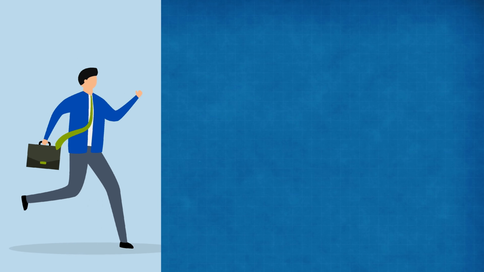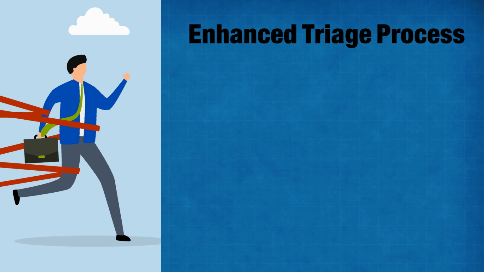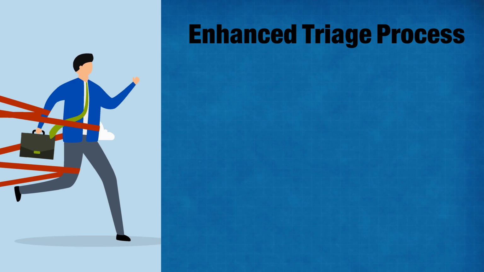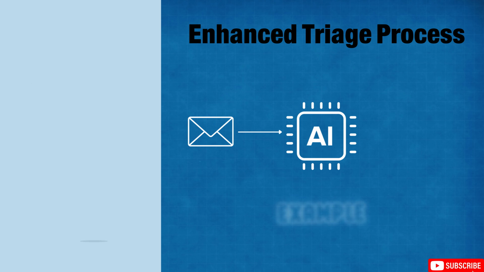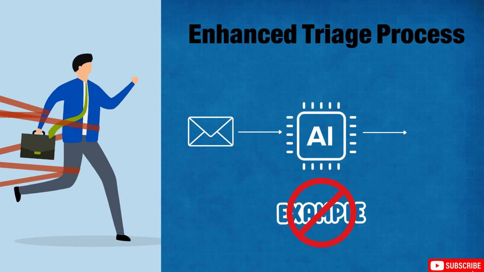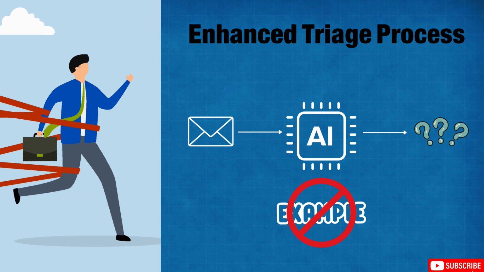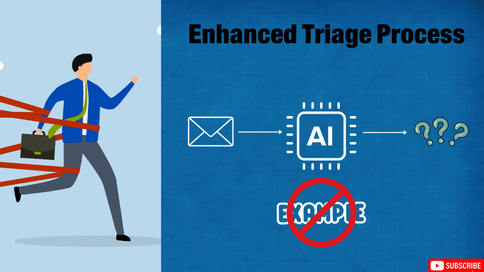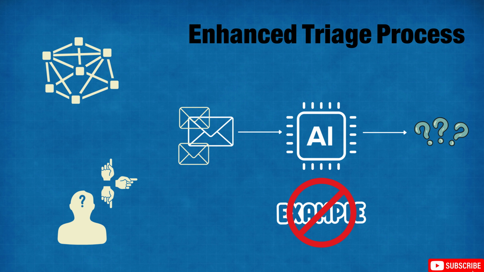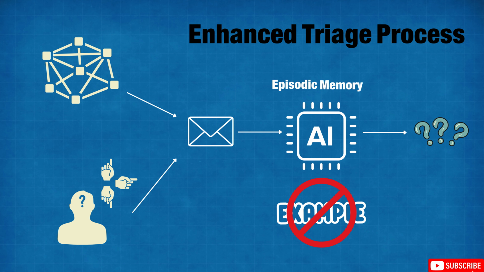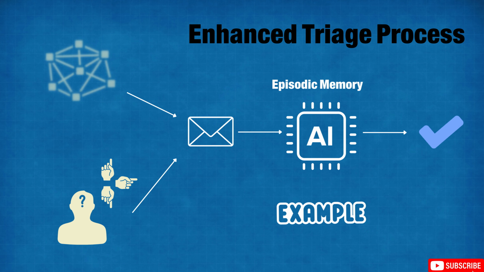So now, before we dive into the enhanced triage process, let's consider the limitation of zero-shot prompting. With zero-shot prompting, the model has to classify the email without prior context or examples, which can lead to less accurate or inconsistent results. Without relevant past examples, the model might struggle to make informed decisions, especially when dealing with complex or ambiguous emails. That's why we enhance the triage process with episodic memory, so the model can learn from previous interactions and make better decisions.